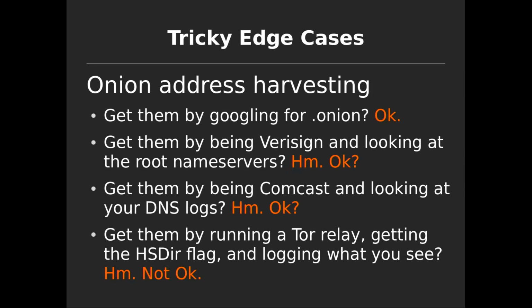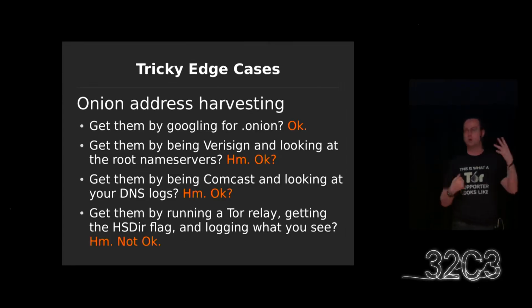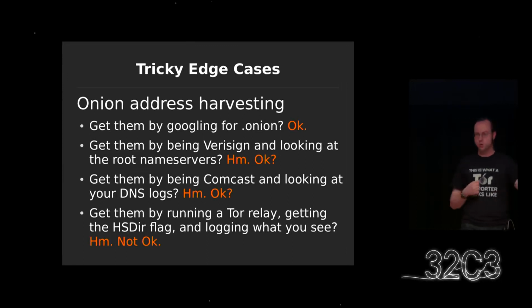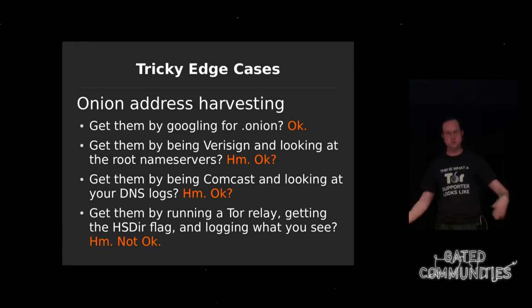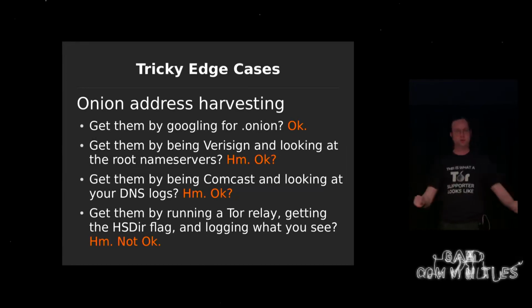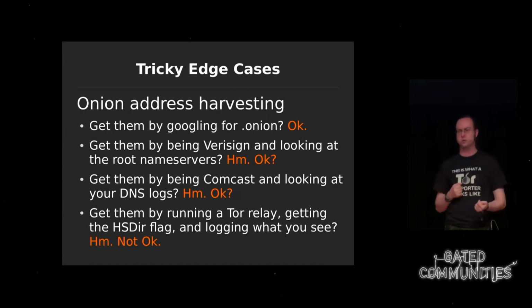So here's an example of a tricky edge case where we really want to think harder about these things. One of them is there are people out there who want to build a list of every onion address that they can find. So you can learn about that by going to Google and doing a Google search on .onion, and they give you some addresses. That's OK. That seems reasonable. It's a public data set.